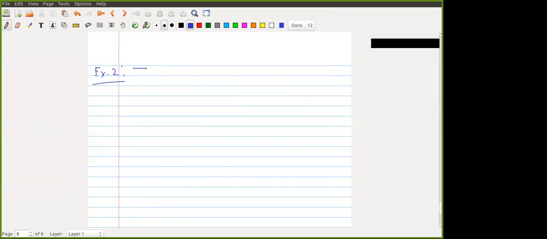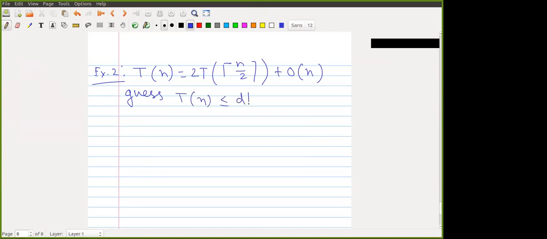So let's see this thing now. T of n equals 2 T of ceiling of n by 2 plus order of n, and our guess is T of n is less than or equal to some d n log n. Now we cannot write this order directly, so I am assuming there exists a constant.